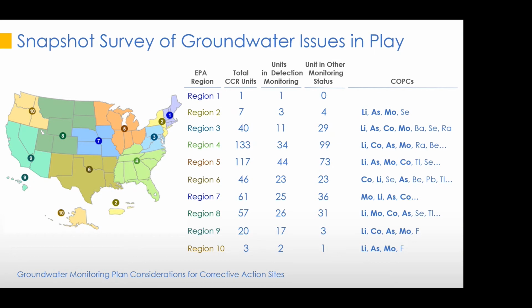On the right-hand side of this slide, you can see a list of chemicals of potential concern. The ones that we've bolded are the ones that show up a lot, maybe 10 times as much as some of the others. Those are lithium, arsenic, cobalt, and molybdenum. And these are pretty common. This is not a rare event. And the geochemistry of the chemicals of potential concern is important to understand at these sites.